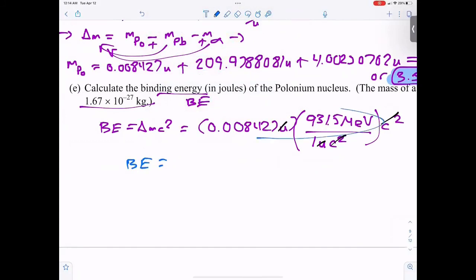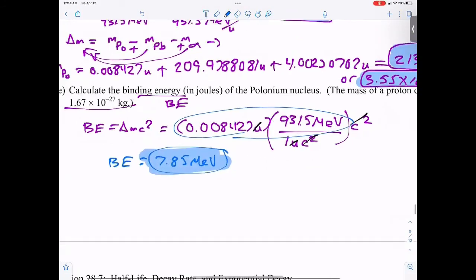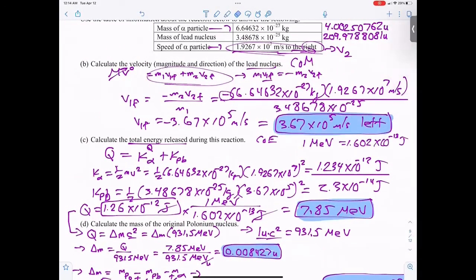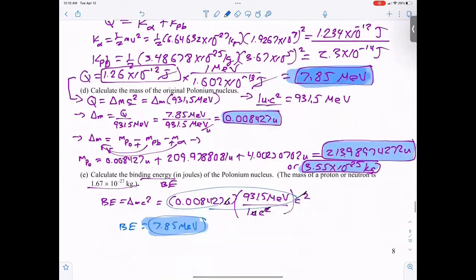In which case you're simply multiplying by those, and you get the answer that we got before in the previous problem, which was 7.85 mega electron volts. So the binding energy, the energy that bound the polonium nucleus together in the first place, was the same as, go back, the total energy released. Why does that make sense? The energy that you're binding everything together with has to be the same that you release it with when you break up what is bound together.